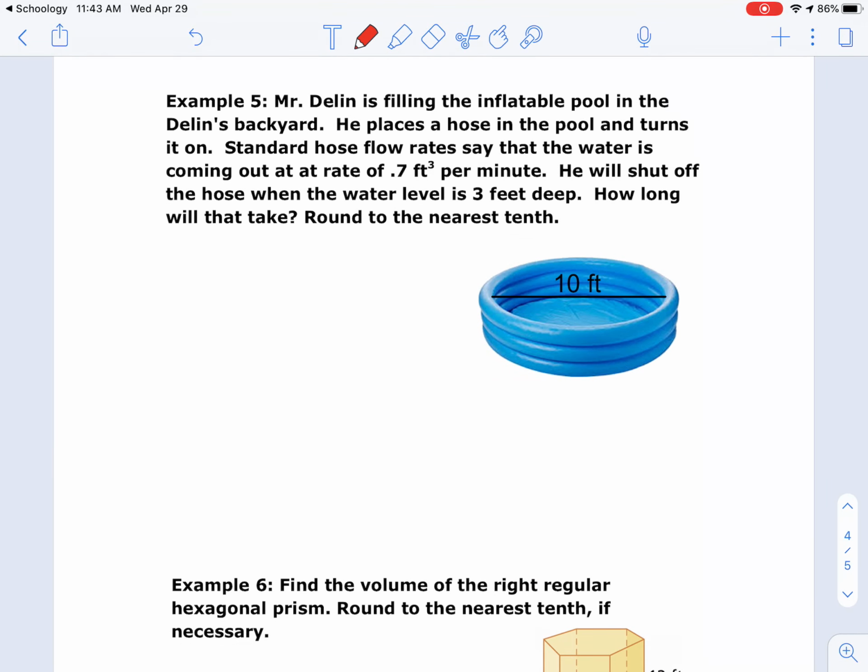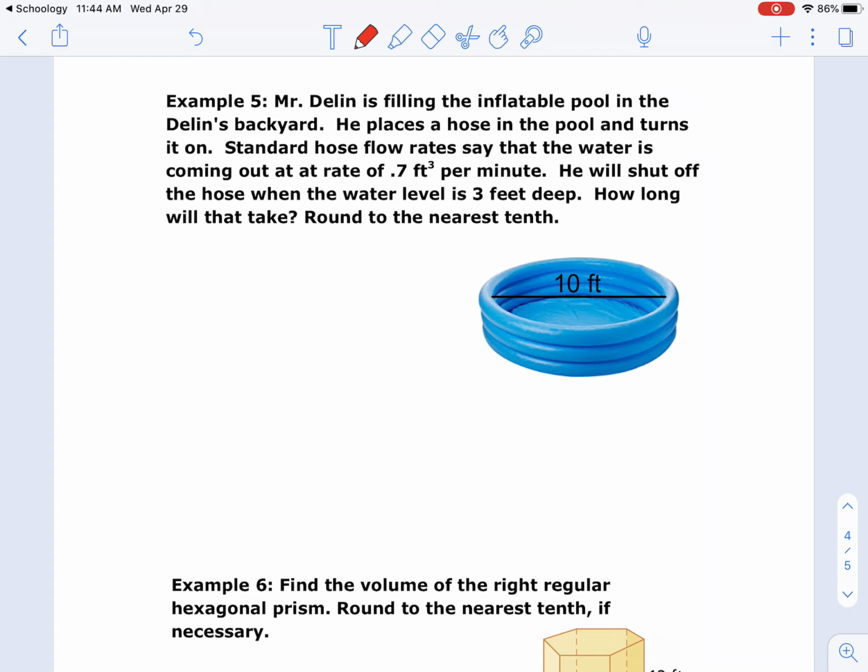Okay, next one. It says, Mr. Dellin, my husband, is filling the inflatable pool in the Dellin's backyard. He places a hose in the pool and turns it on. A standard hose flow rate says that water is coming out at a rate of 0.7 feet cubed per minute. He will shut off the hose when the water is 3 feet deep. How long will that take?